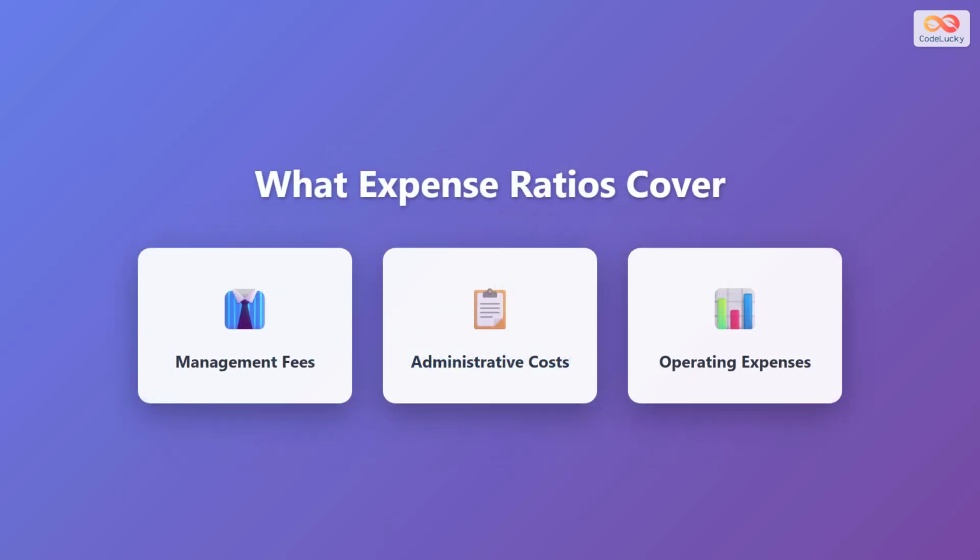Expense ratios cover three main categories of fund expenses. First, management fees pay the portfolio managers who make investment decisions for actively managed funds. Second, administrative costs include things like customer service, record keeping, and legal expenses. Third, operating expenses cover day-to-day costs like marketing, distribution, and compliance. All of these costs are bundled together into one simple percentage that gets deducted from your returns each year.